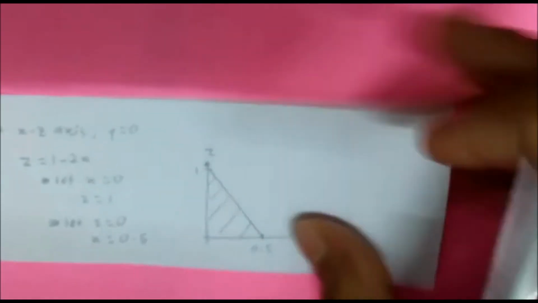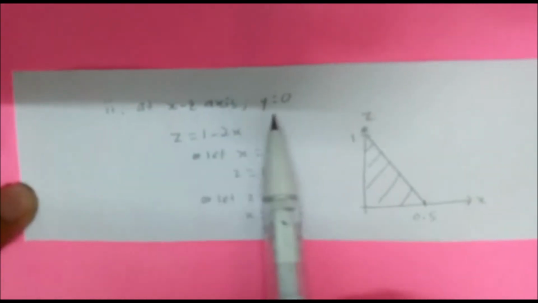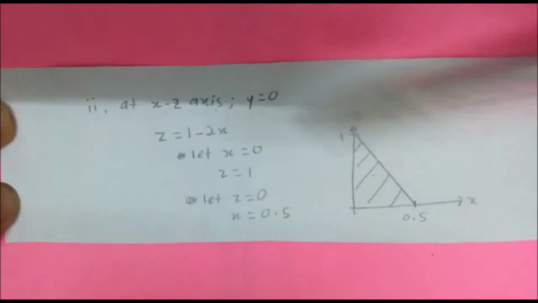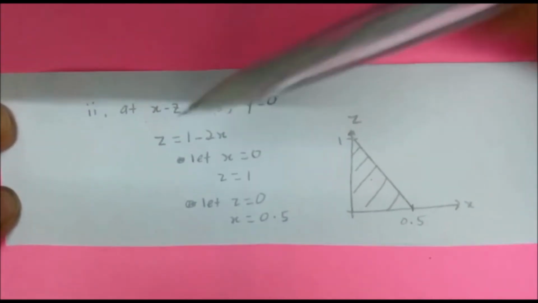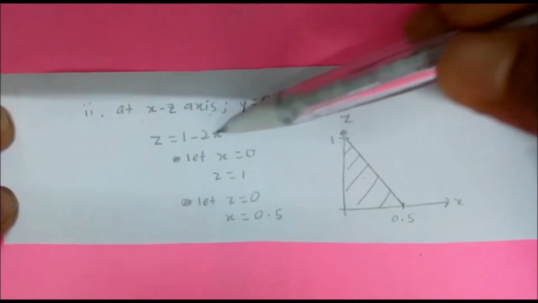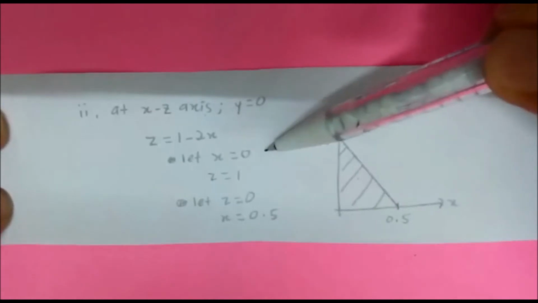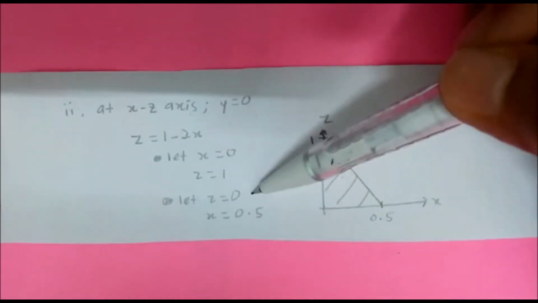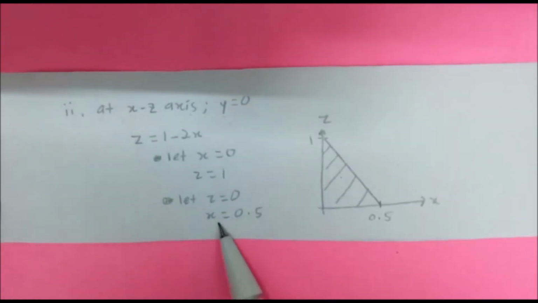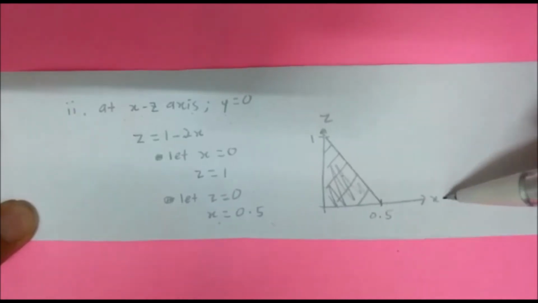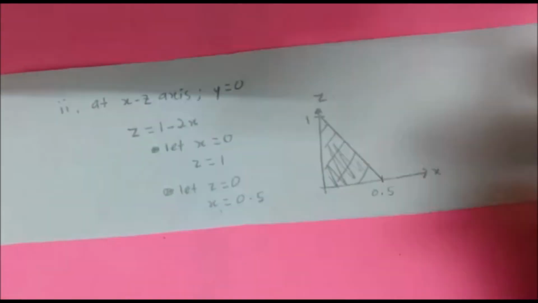For the second, for the xz plane, we know that y equals 0. So same as the previous one, if y equals 0, we get that z equals 1 minus 2x, and let x equal 0, we will get z equals 1, and let z equal 0, then we'll get x equal 0.5. And this is for the xz plane.